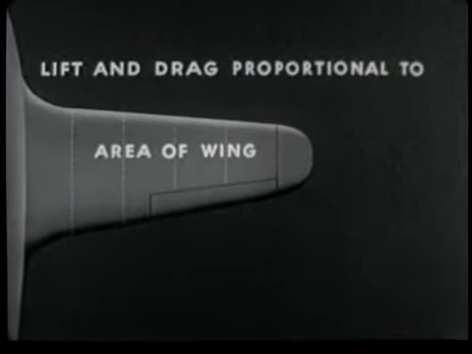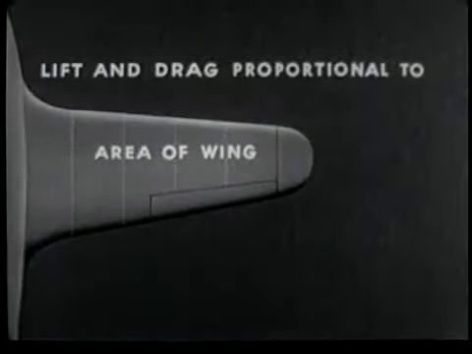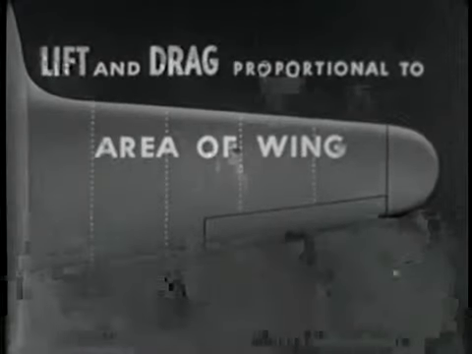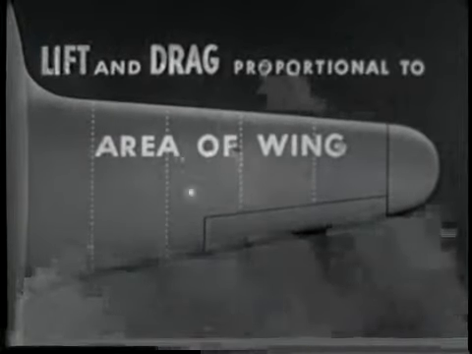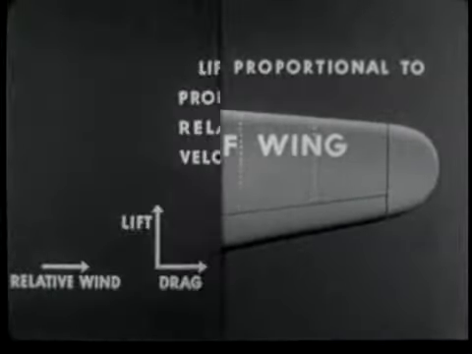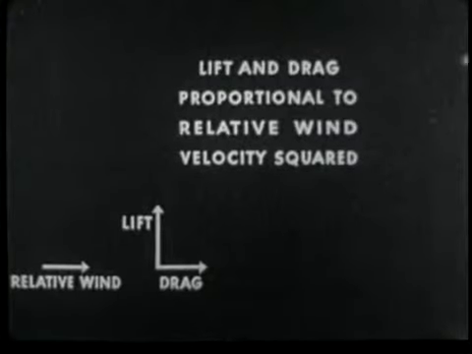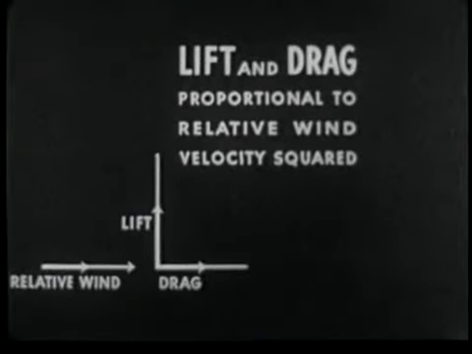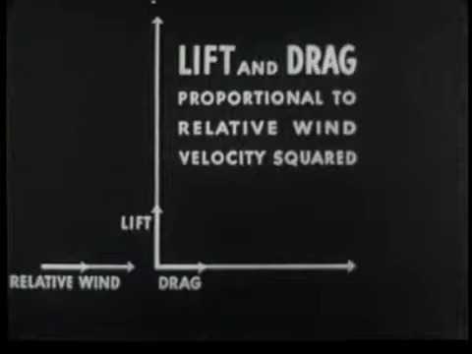Wind tunnel tests have also proven that for any given airfoil, lift and drag vary directly with the area of the wing. If the area is doubled, lift and drag are also doubled. Lift and drag vary directly as the square of the velocity of the relative wind. If wind velocity is doubled, lift and drag are multiplied by 4.